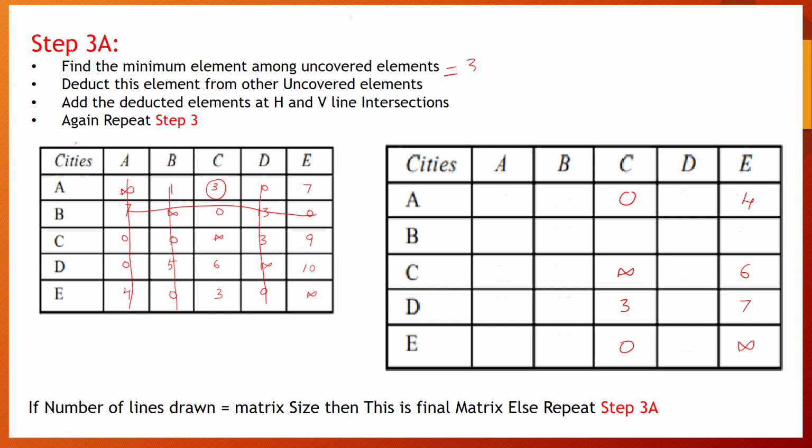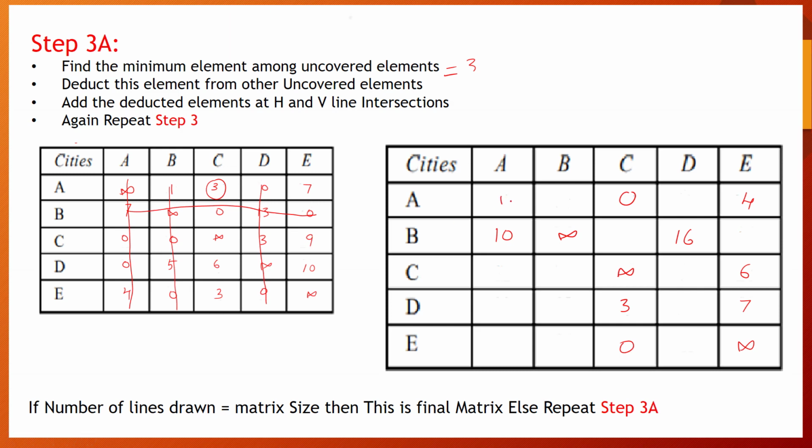Next we need to add the deducted element, which is 3, to the horizontal and vertical line intersections. So here we need to see the intersections. We have an intersection at BA, so here we need to add this 3. 7 plus 3 becomes 10. One more intersection is here, which is infinity, so this will be infinity itself. Then this is 13, and 13 plus 3 becomes 16. There are no other intersections, so the other values will be the same.